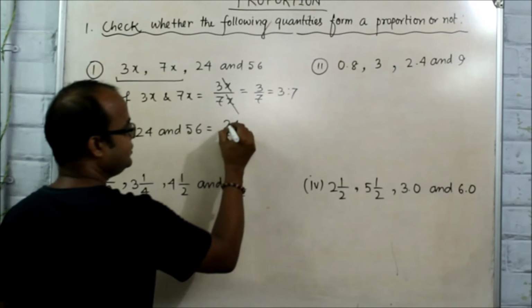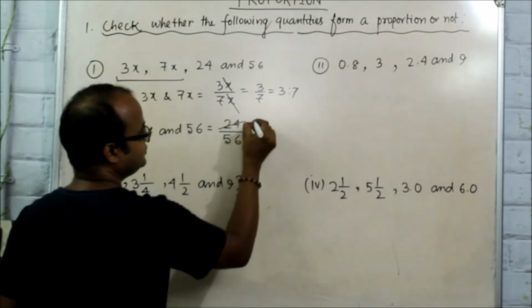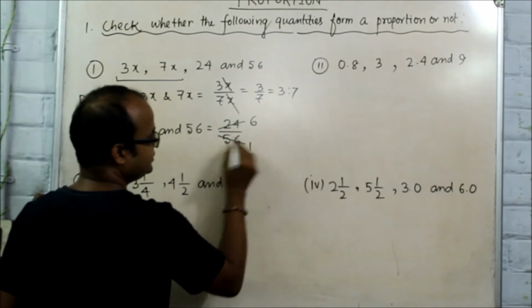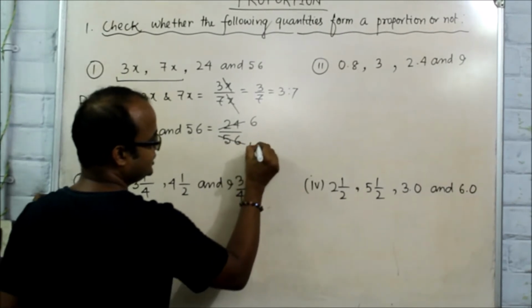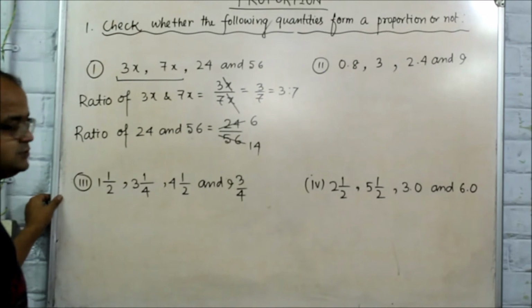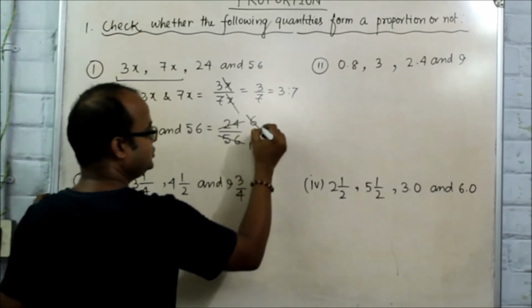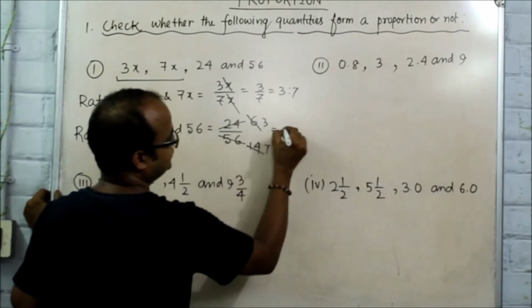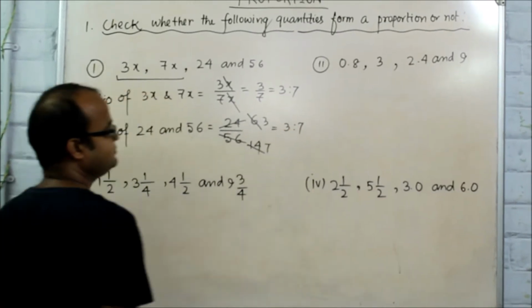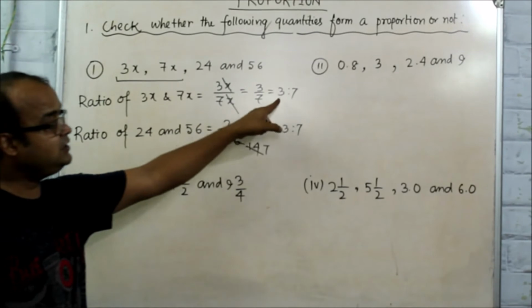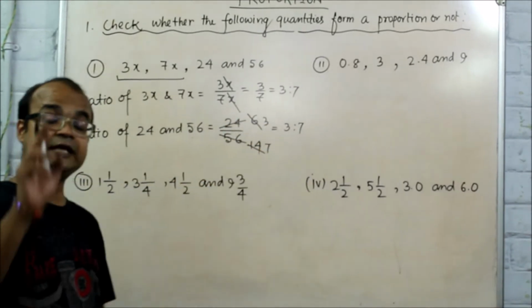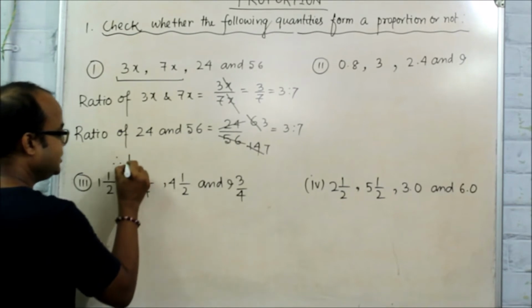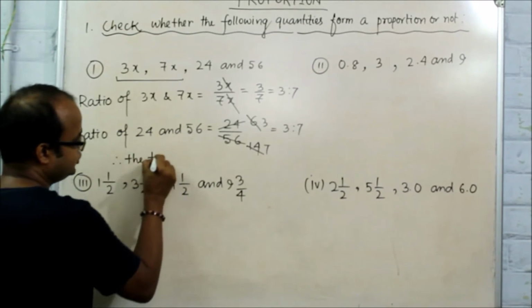Now you can cancel with 4. 4 6 ja 24. 4 1 ja 4. 4 4 ja 16. 2 3 ja 6. 2 7 ja 14. So this is also equal to 3:7. Now see, when the ratios are equal, they are in proportion. So here we conclude, therefore the terms are in proportion.